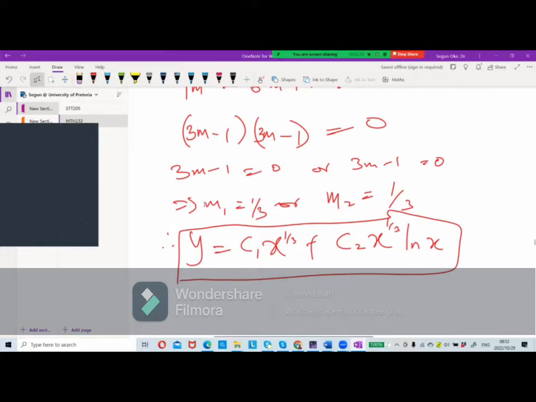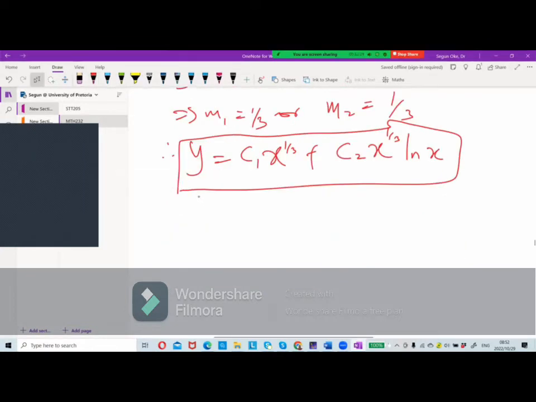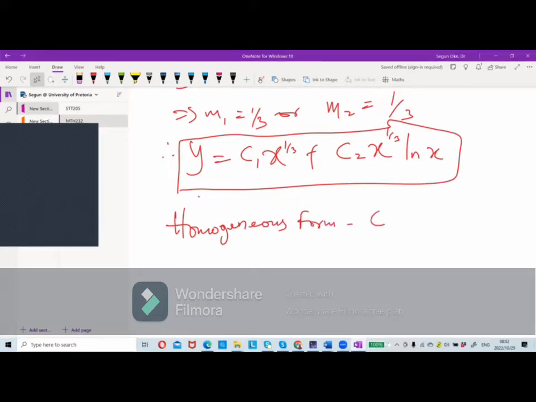So anytime you are working and you have your m or your quadratic equation that happen in a repeated form, let it be at the back of your mind that you are working with ln x. But what about the situation whereby we have the homogeneous form in complex roots?